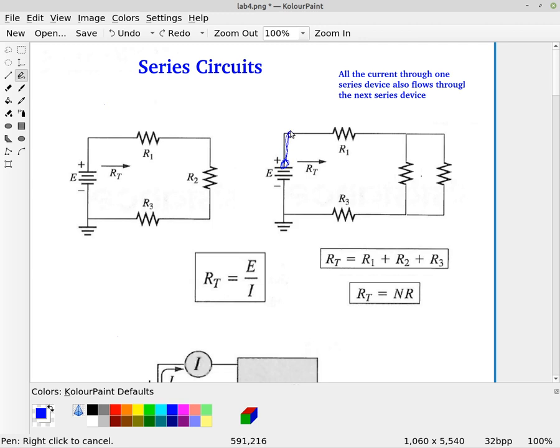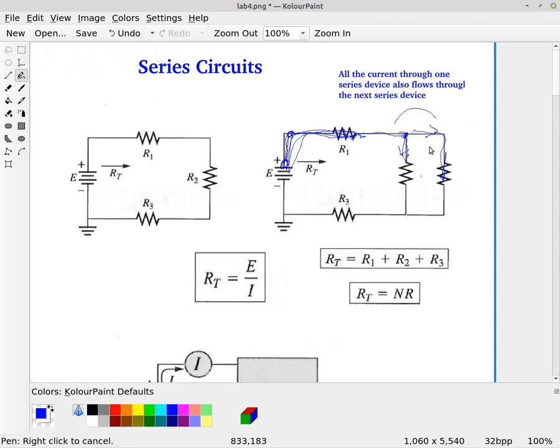Now, if we look at this circuit over here, the current is going to flow out of E, through resistor R1. So R1 is in series with E. But when it comes over here, there are two resistors. Right at this point, the current can split. Part of it can continue on to the right through this far right resistor, and part of it can split here.